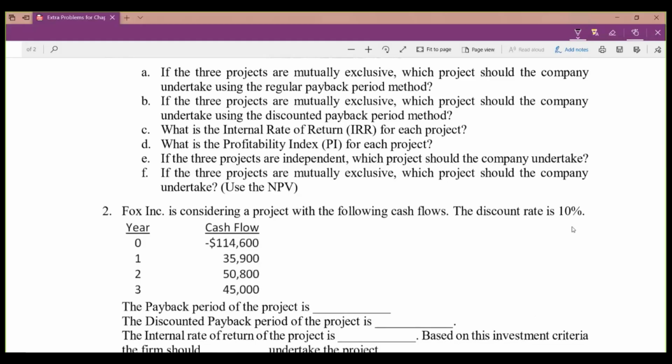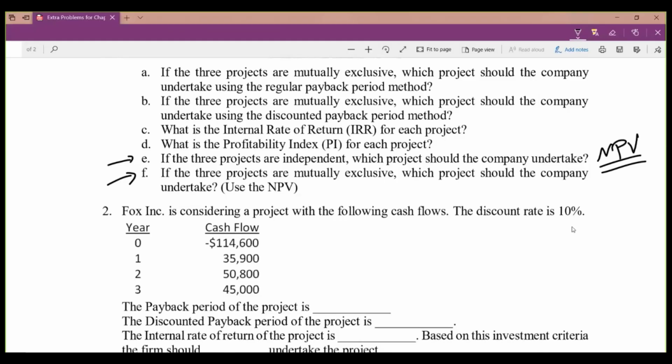So here just for parts E and F, as you can see, when the question doesn't specify a method. So when you see if the 3 projects are independent, which project should the company undertake? When you are not asked about any specific method, to be on the safe side, you should choose your decision based on the NPV.